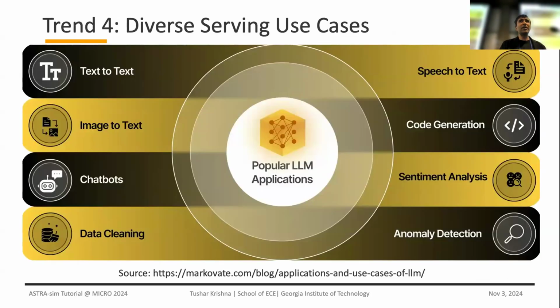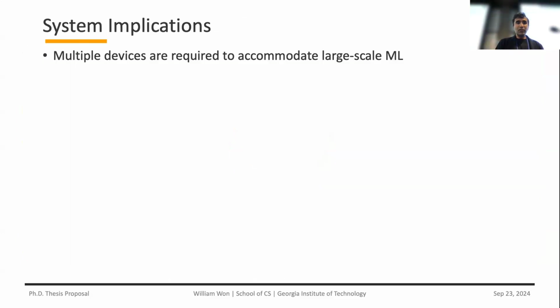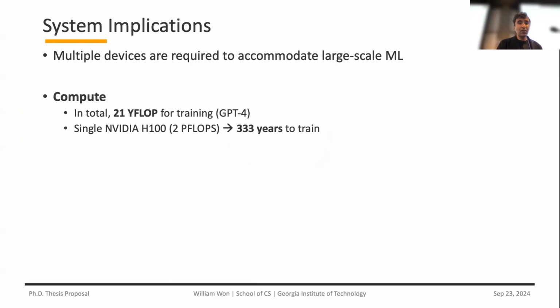And on the inference side, there are a lot of diverse inference use cases, which have diverse requirements in terms of the sequence lengths, the context sizes, and how that affects the overall performance in terms of time to the first token or the overall latency. So in terms of the system, there have been several implications. Multiple devices are now required to accommodate large-scale machine learning, right? As an example, GPT-4 required 21 yottaflops, and a single NVIDIA H100 GPU would end up requiring 333 years to train a model like this.